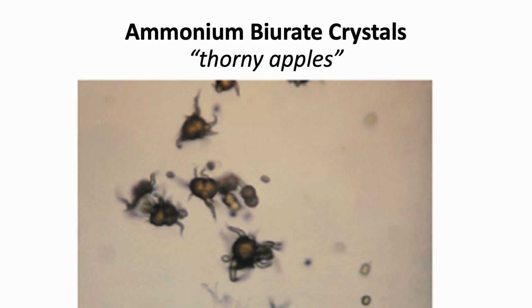The ammonium biurate crystals are also seen or identified in alkalinized urine. They exhibit a yellow-brown, thorny apple, spicule-covered spheric appearance. They tend to dissolve at 60 degrees Celsius and convert to uric acid crystals when glacial acetic acid is added. It's almost always encountered in old specimens, and also they're indicative of the presence of ammonia produced by urea-splitting bacteria.